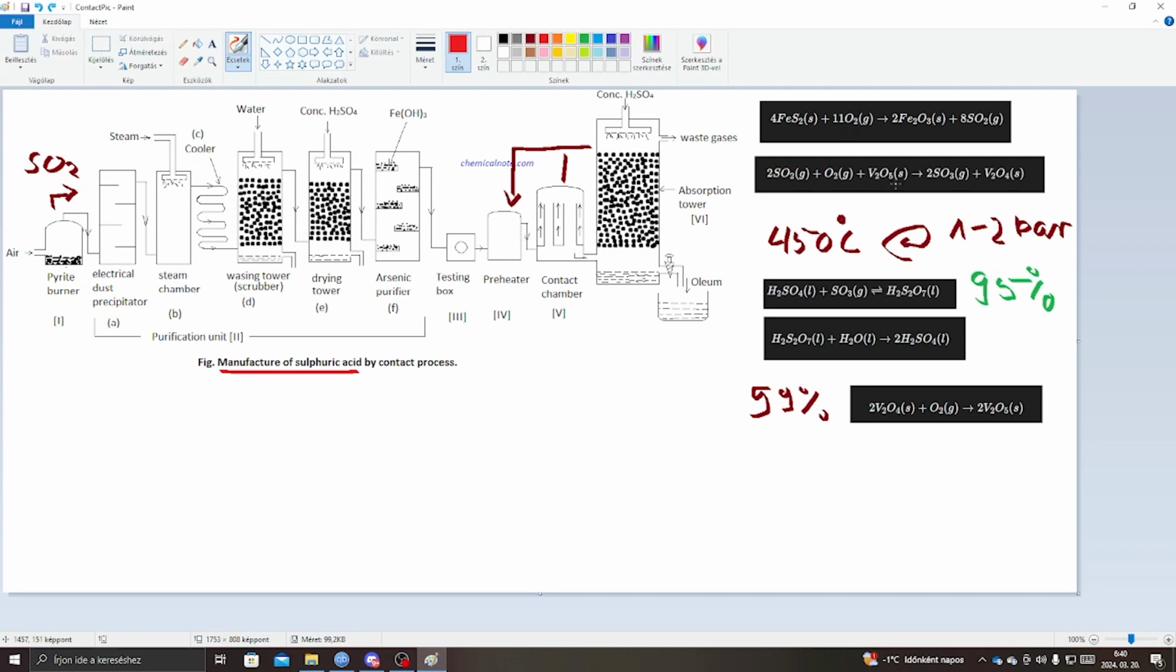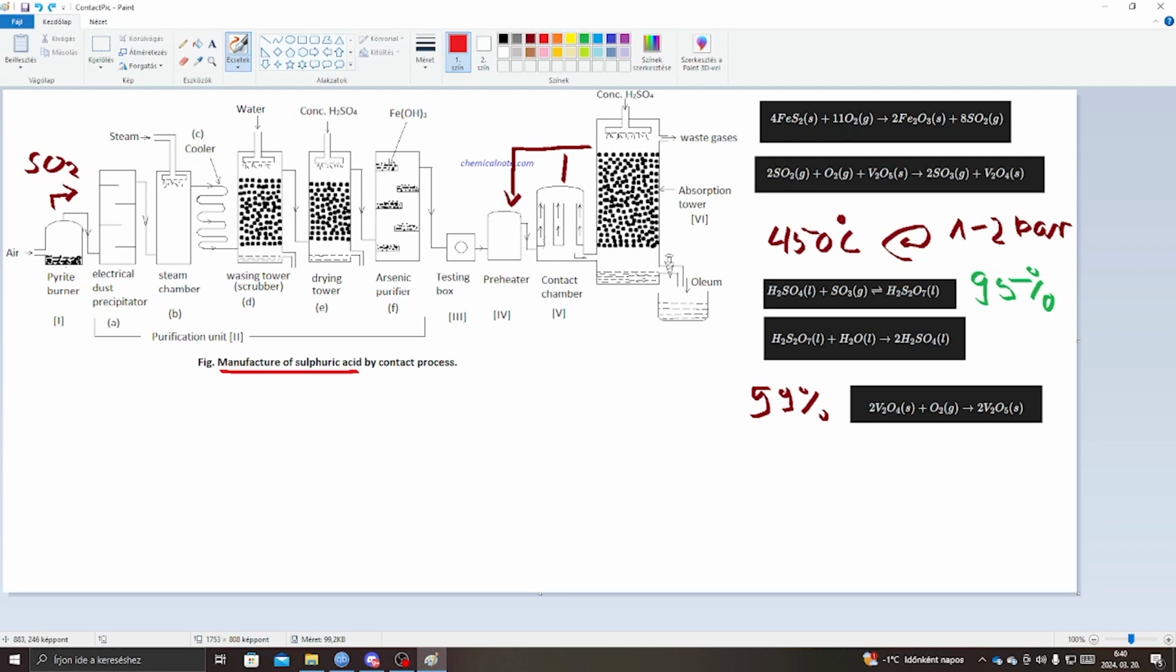The preheater is there for a reason, because we want to preheat the air so it doesn't cool off our lovely vanadium pentoxide. For this reason, they fire up the vanadium pentoxide first, so they heat it up. Then they heat the preheater. Then they let the whole system run basically. So they pump the gas mixture through.